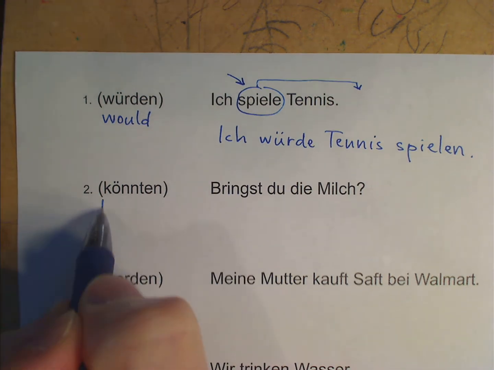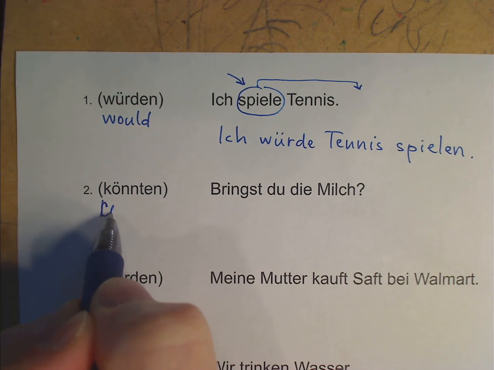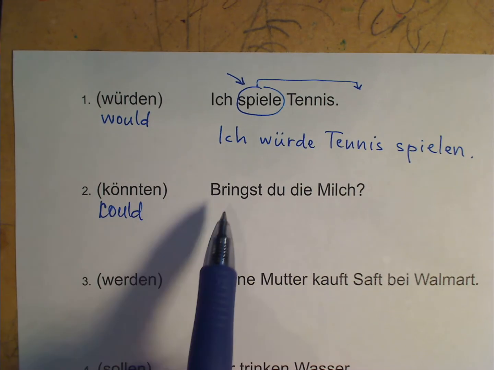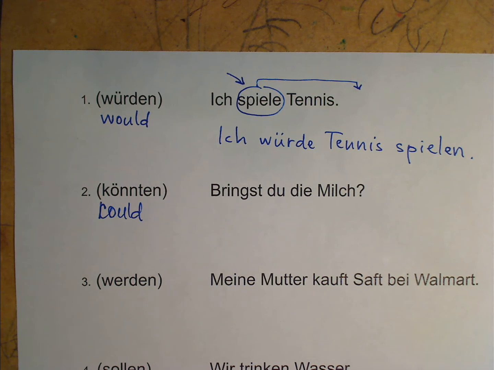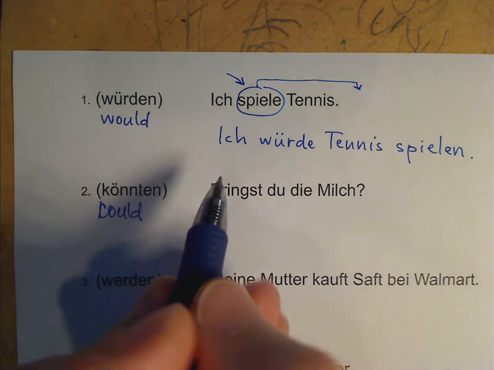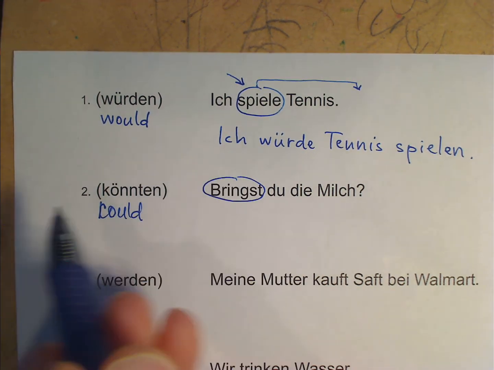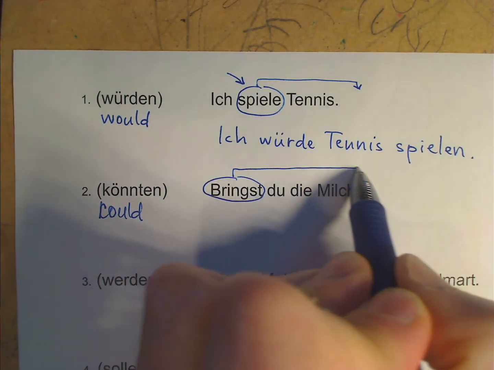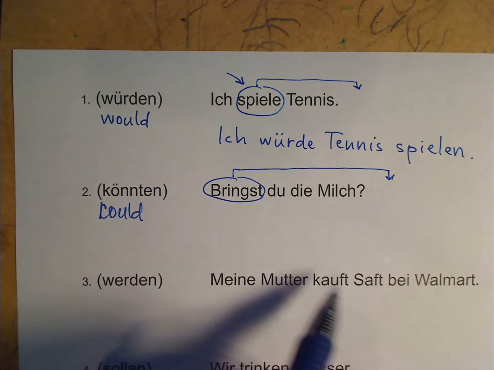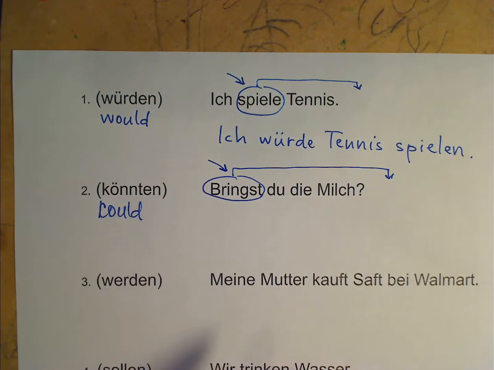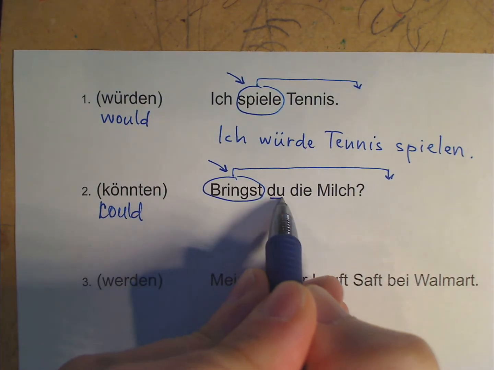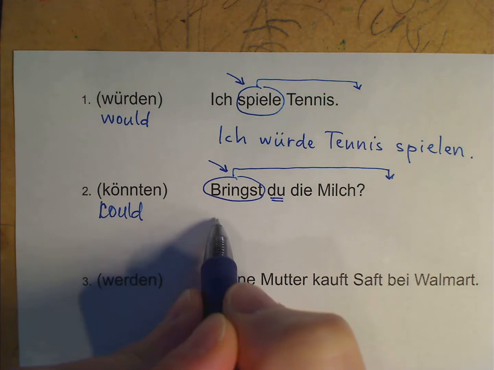We're going to take the verb könnten, which means could, and we're going to inject this. Bringst du die Milch? Are you bringing the milk? And then you can change it to could you bring the milk? We take this verb, unconjugate it, and throw it to the end. And in its place, we're going to put the du form of the modal.